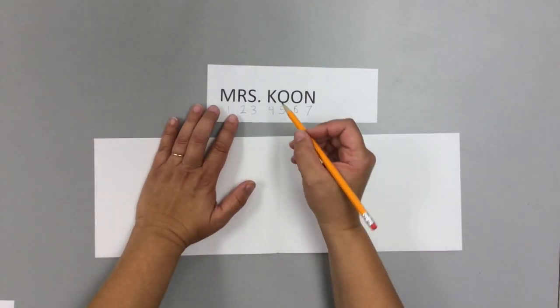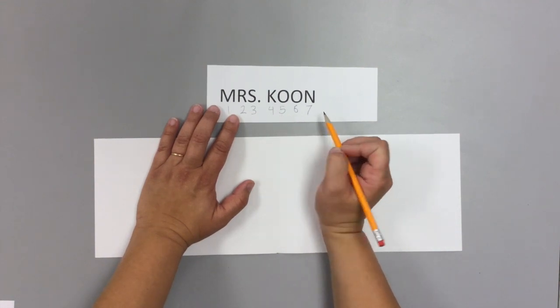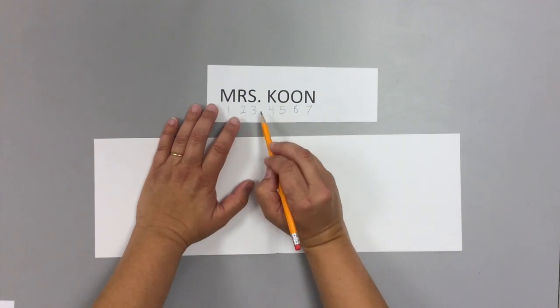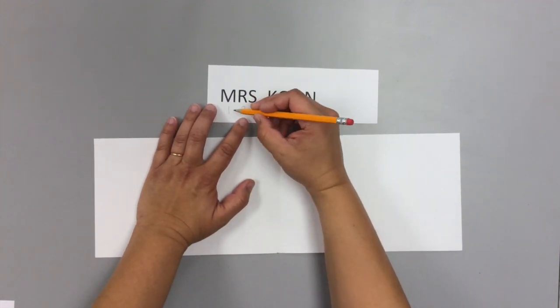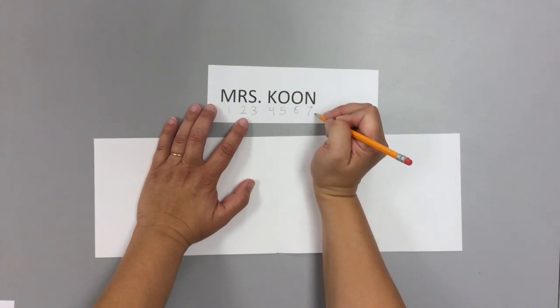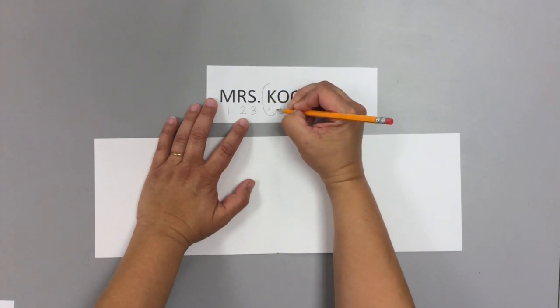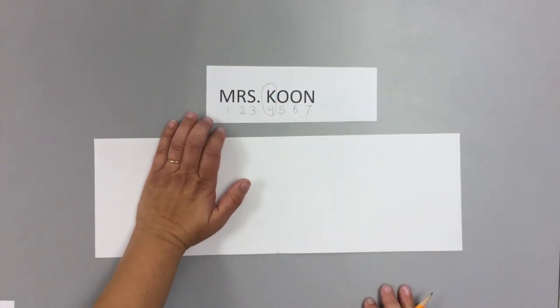Now, I want you to then find the middle letter. Some of you won't have a middle letter because you have an even number. So let's see here. If I go 1, 2, 3, and then there's 1, 2, 3 on the end, so 4 is my middle letter. And I'm going to circle the K.